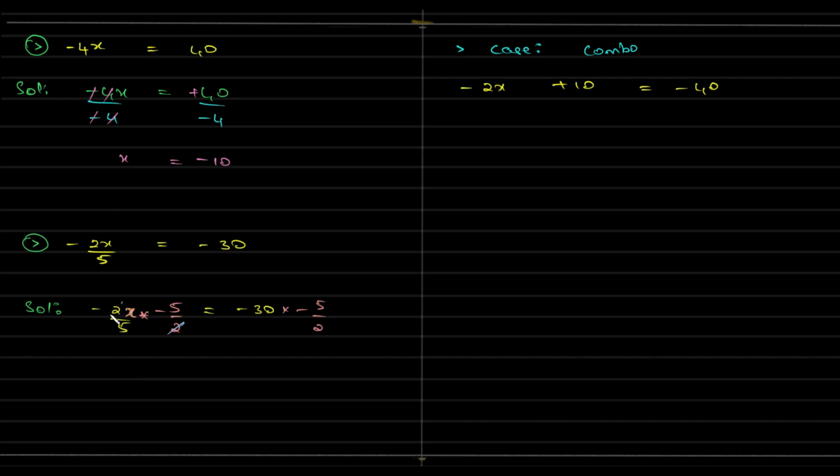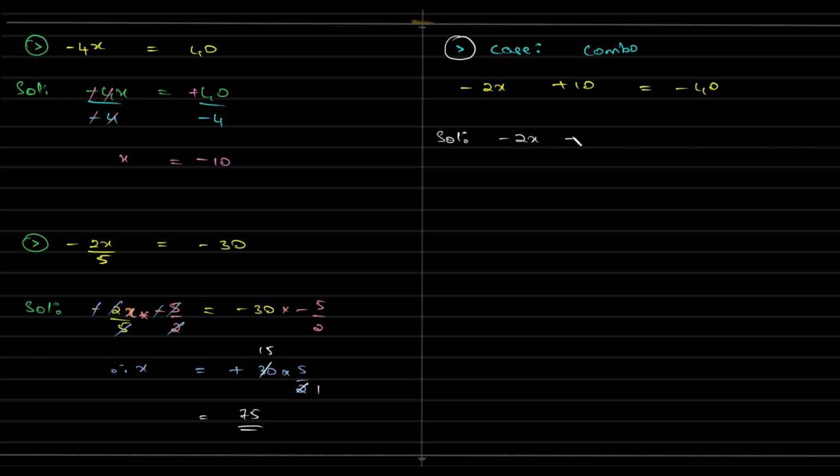So you have 2 and 2, 5 and 5, negative and negative, positive. Therefore, x is equal to negative into negative is positive, 30 into 5 by 2. So let's cancel stuff. Dividing by 2, we have 2 divided by 2 is 1, 30 divided by 2 is 15. So this is 75. Right? Now, next question.